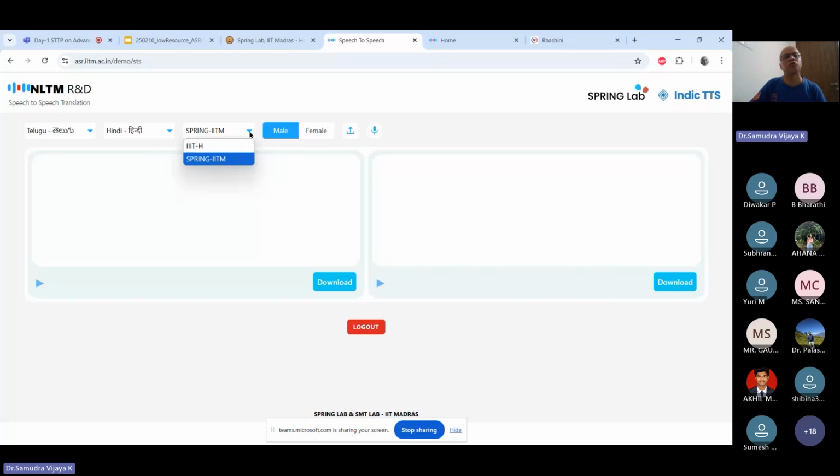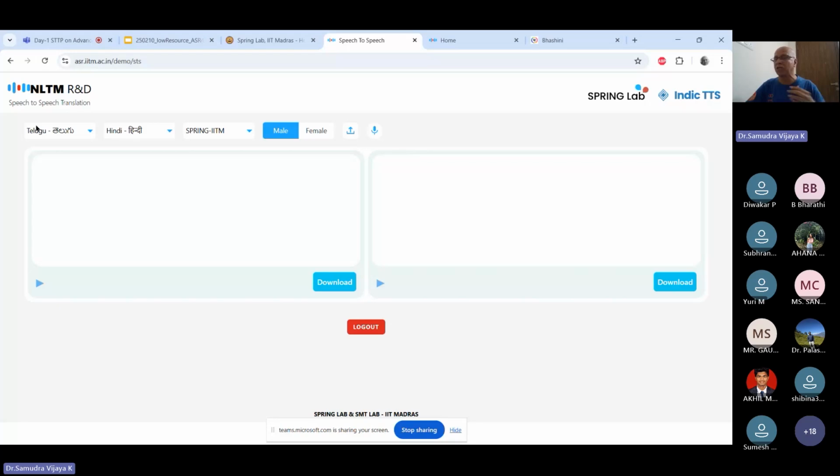And here also there are two models which do the speech translation. One is from IIIT Hyderabad, and another is from the Spring Lab, IITM. So let's choose the default one. And my gender is male. I can upload a speech file and get it translated, or I can speak live. This is a live demo. So let me do a demo here and see how it works.